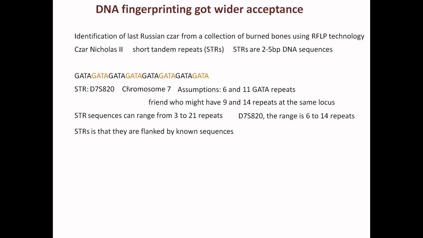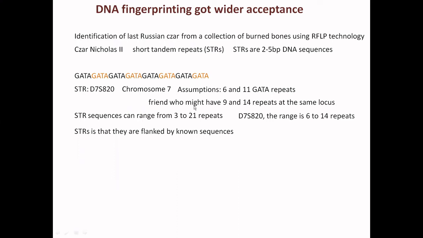So this is the STR called the very well known STR D7S820. What is it? D is for DNA, 7 is the number of the chromosome, S is for single copy, 820 is the locus number. So it is chromosome 7, as you can see here, and this is the 6 and the 11 GATA repeats. So in one allele it is 6, in another allele it is 11 repeats.